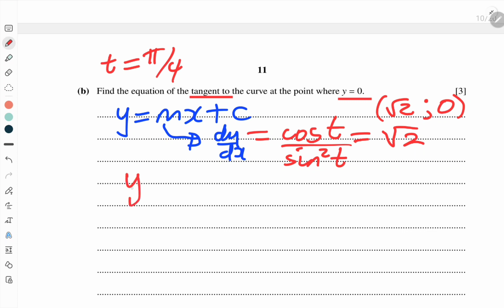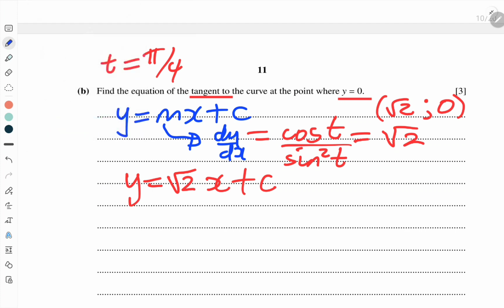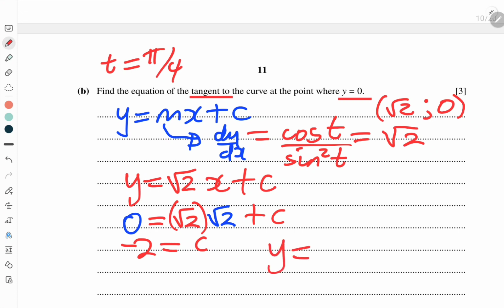So now our equation is y is equal to root 2 x plus c. Now to get our c, we substitute. For y, we put a 0. For x, we put a root of 2. So 0 is equal to root 2 multiplied by root 2 plus c, which implies my c is negative 2. So my equation is y is equal to root 2 x minus 2.